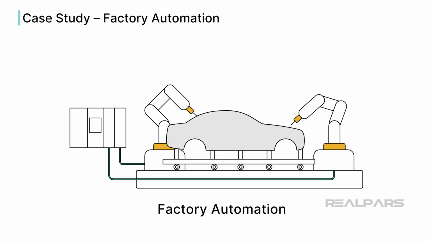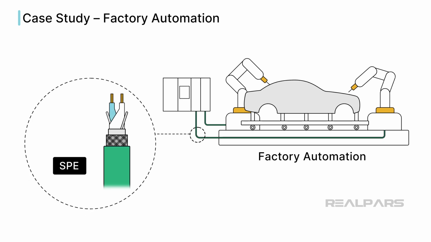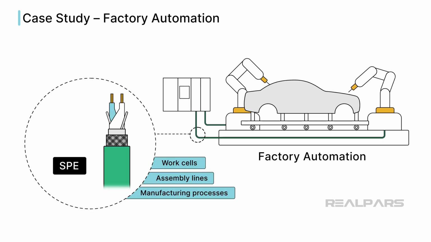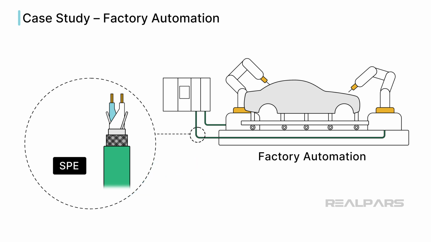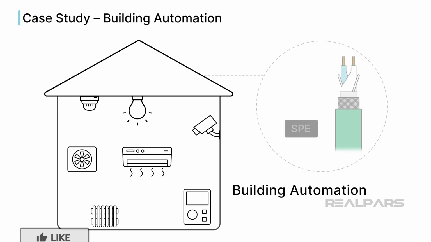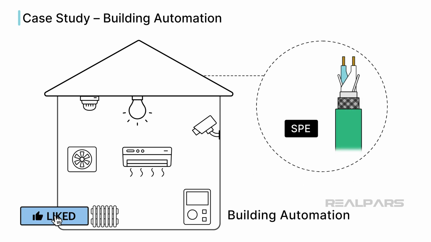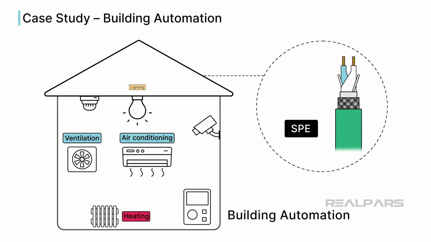In factory automation, single-pair Ethernet is adding value. Work cells, assembly lines, and manufacturing processes can all benefit from SPE. SPE provides the speed and reliability that is needed for high-performance manufacturing environments. In building automation, SPE plays a big role in smart buildings. It simplifies connectivity for heating, ventilation, air conditioning systems, lighting, and security systems.